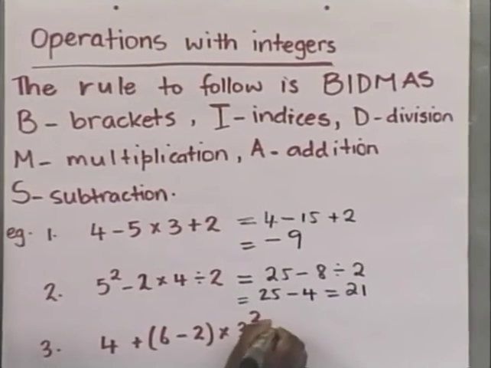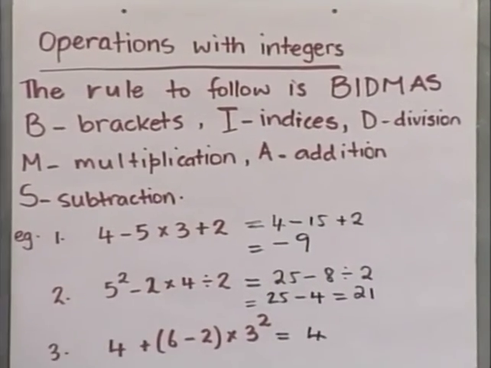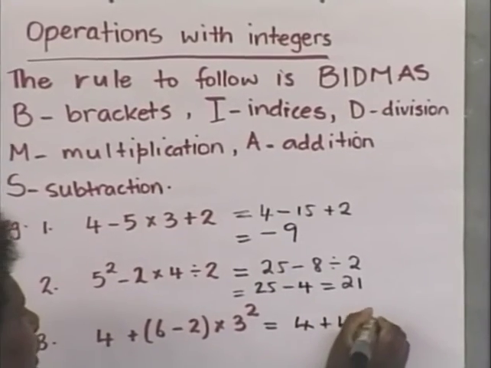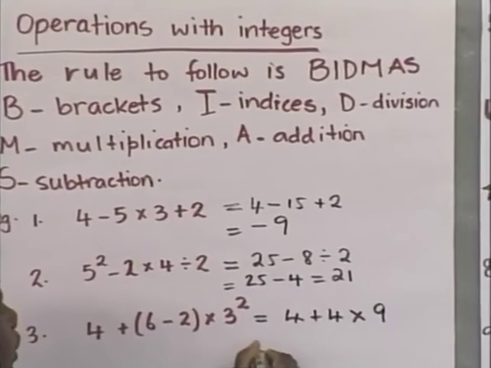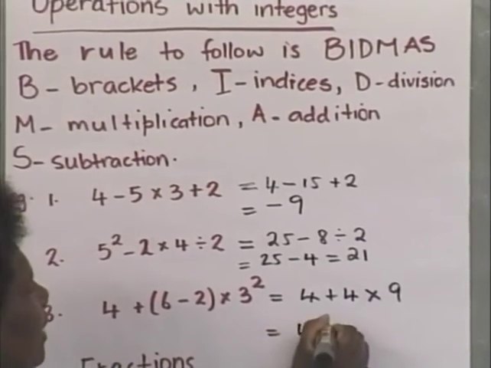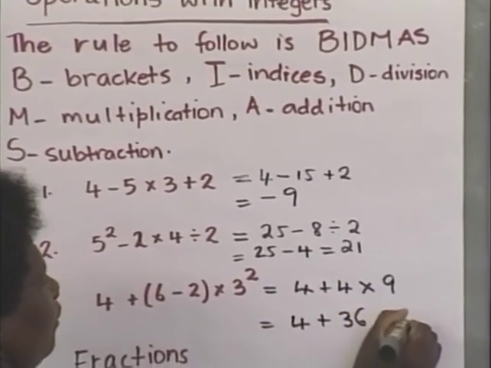Okay, this one, it's brackets first. 6 minus 2 is 4. So 4 plus 4. And then multiply 9. I multiply first. 4 times 9 is 36. 4 plus 36 is 40.